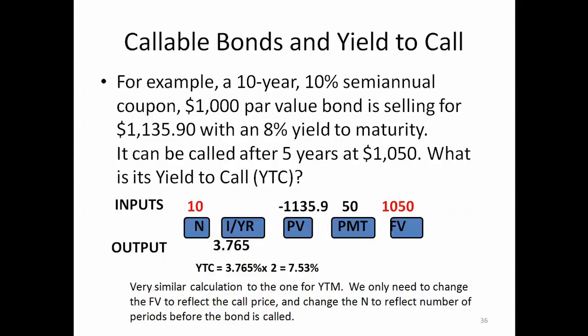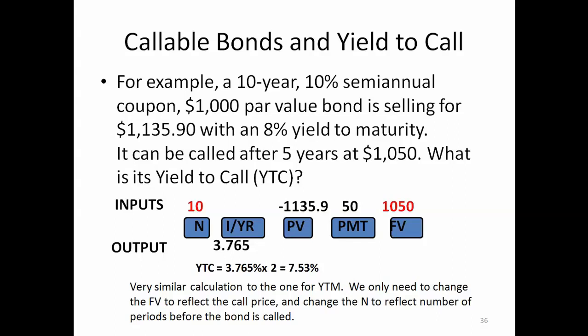Recall that a callable bond is a bond that gives the issuer the right to call back the bond before the bond matures. So if it happens, then the investors cannot hold the bond till maturity. And that's why we need to calculate the so-called yield to call.